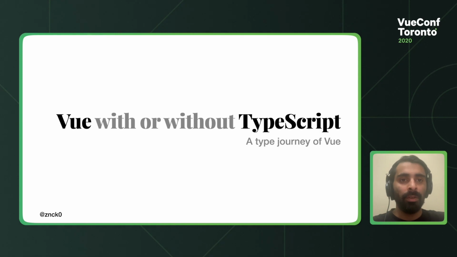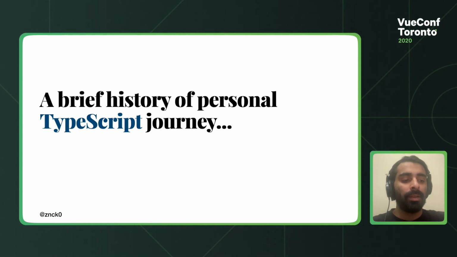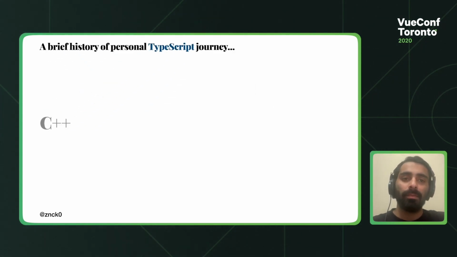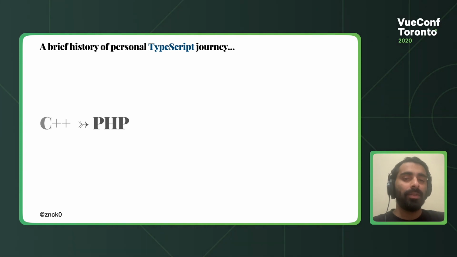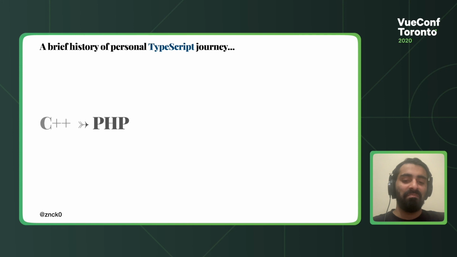I'm Rahul Kadyan, and today I'm going to talk about the state of developer experience while using Vue with or without TypeScript. Let's start with my personal journey. My first programming language was C++, so I learned programming with the concept of types. Then I moved on to PHP, basically using Laravel. By then, PHP had a type system, but mostly types were optional, and I loved skipping types. It was something like a cheat built into the programming language where you can skip some types.